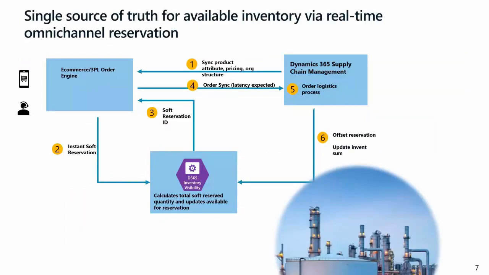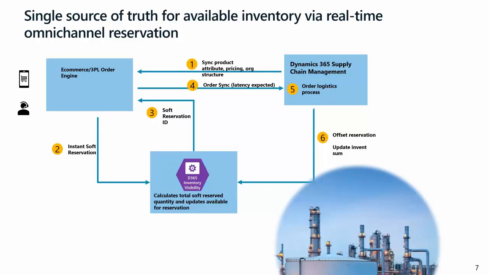And here is how you can use inventory visibility as a single source of truth of available inventory for order promising via real-time omni-channel soft reservation capability. We have three systems here. On the upper right corner, you have Dynamics 365 SCM as ERP, and then an external system on the upper left corner, which can be, let's say, your point of sale system or your e-commerce engine or any other third-party order engine as well. And then you have inventory visibility microservice in between.